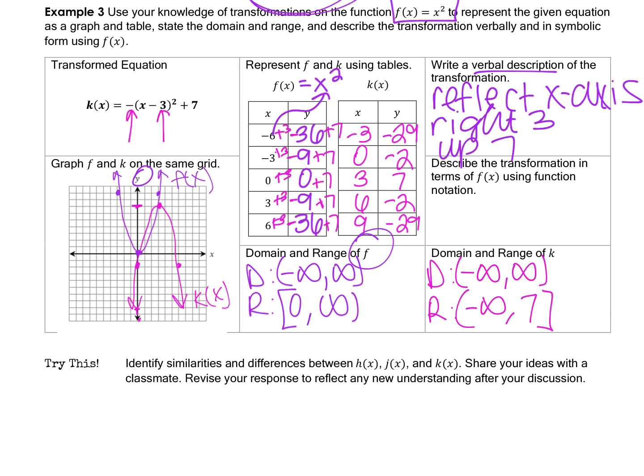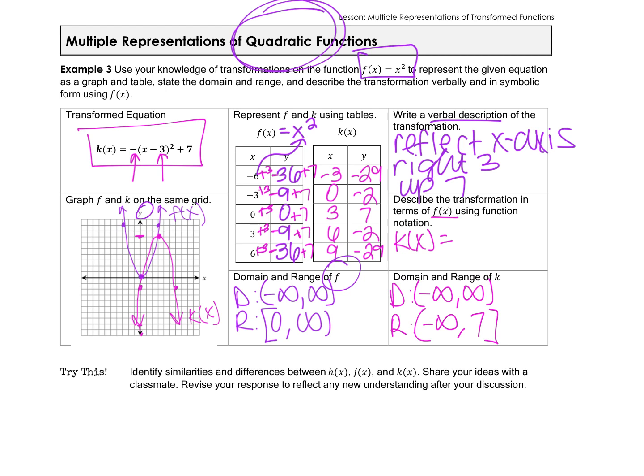Okay, so we found the domain and range. Now we're going to look at the function notation for k of x. So again, it's very similar to this. I'll start out with k of x equals, and then I'm going to have a negative in front, x minus 3 inside parentheses, and then the plus 7. Now notice here we're not putting the squared, and we didn't put the absolute value bars on the absolute value one. So you should not be putting whatever is in your original parent function. So you're just using f of x.